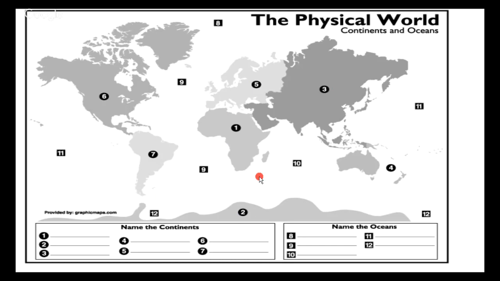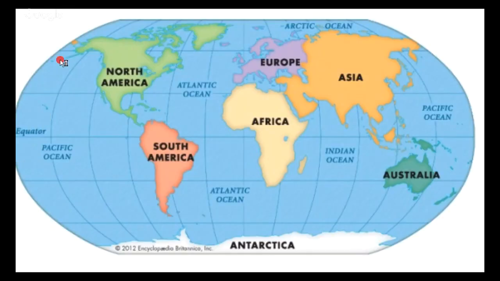All right, so let's move on. So this is North America, South America, Africa, Europe, Asia, Australia. This is a 0 degree line that runs straight through. It's called the equator.